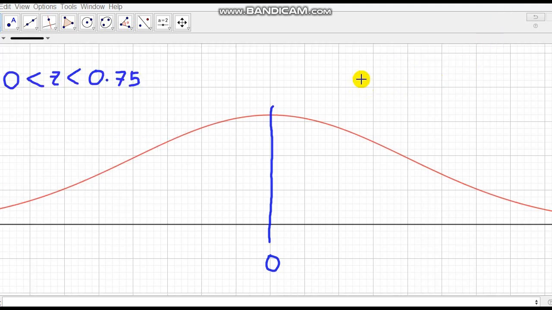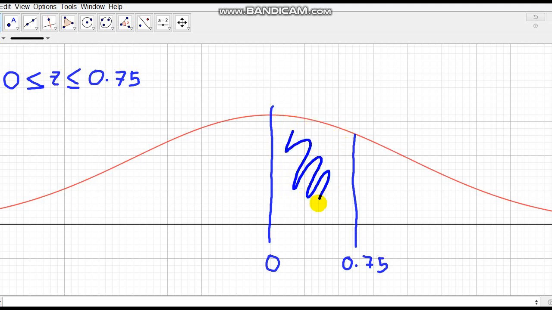So let's have this example here. Let's get the area between 0.75 and 0. Let me put here an equal sign. So you should have this one: z is less than or equal to 0.75 or greater than 0. So it's somewhere right here, 0.75. We are going to look at the area between these two. So this is the area that we want to obtain.